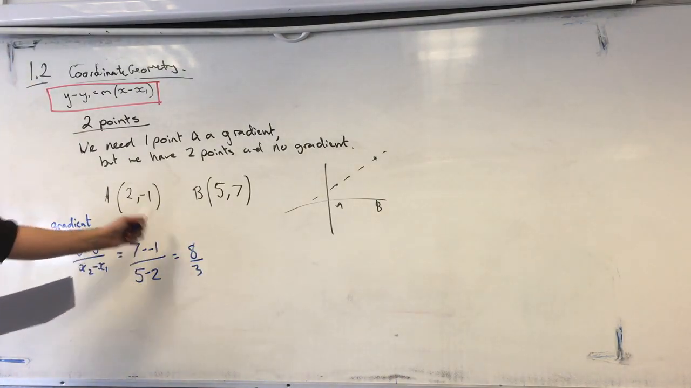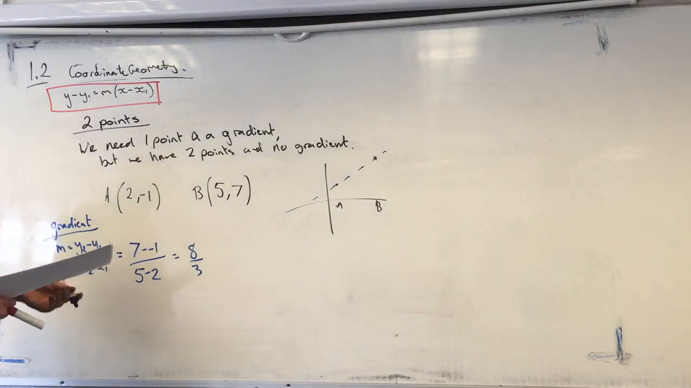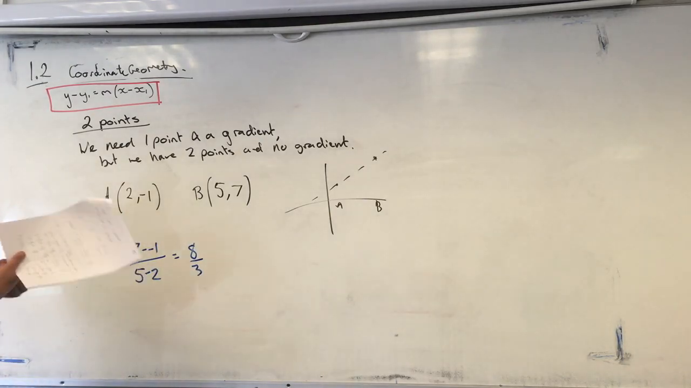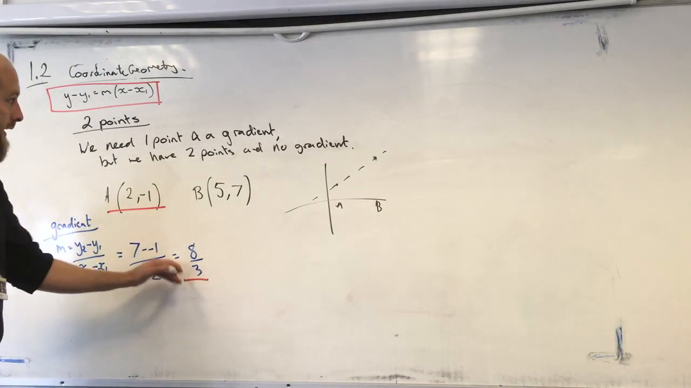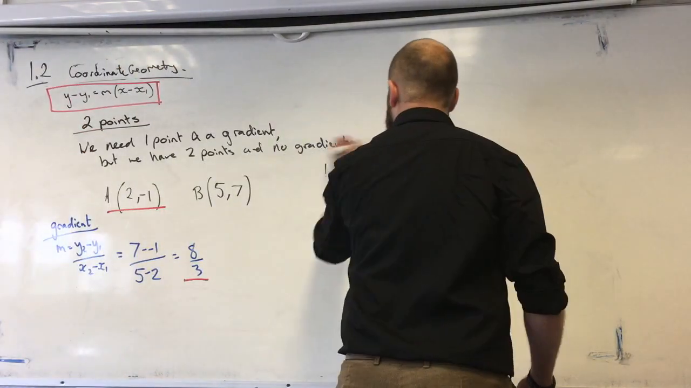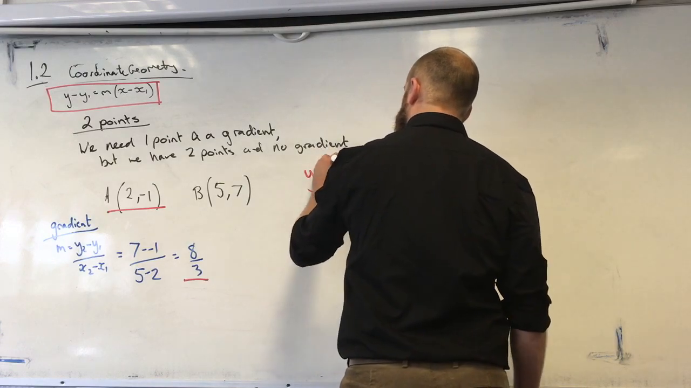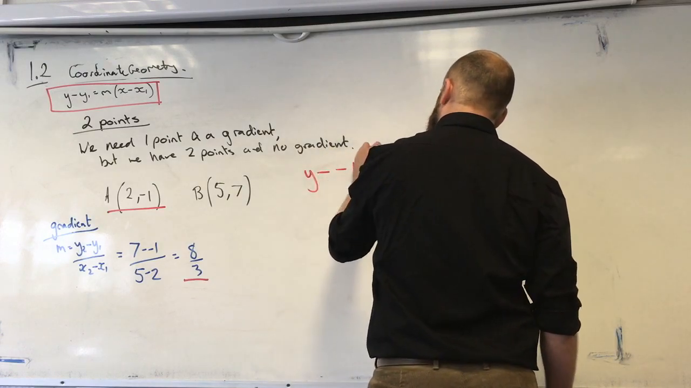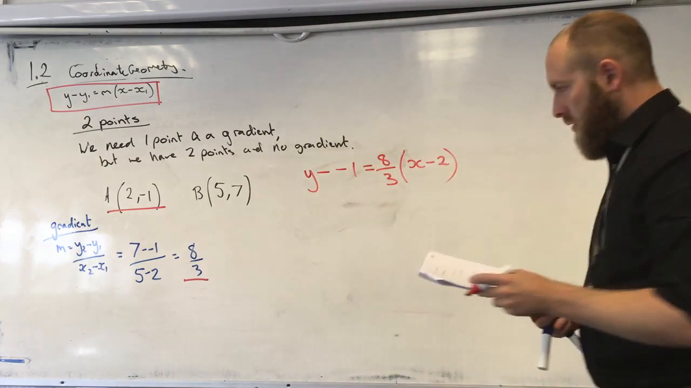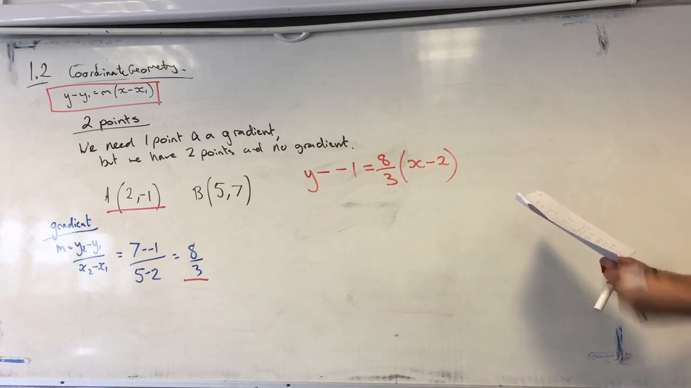So we've got a gradient, we've got 2 points, so let's pick one of these points, whichever one we think looks easiest. Probably going to go for this one because it's got a 2 and a 1 in, which are quite small numbers. And now we're going to take our point and our gradient and put them back into this line like we were doing before. So y minus minus 1 equals 8 over 3 times x minus 2. So everything's into our equation. And now we're just going to rearrange and get y equals.